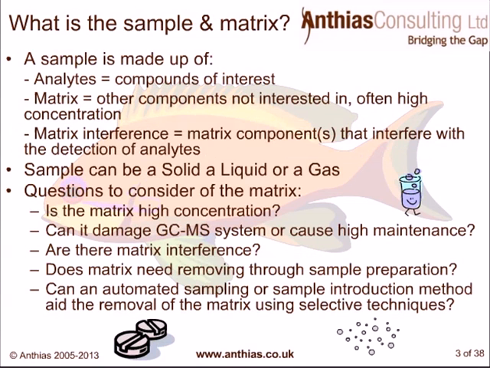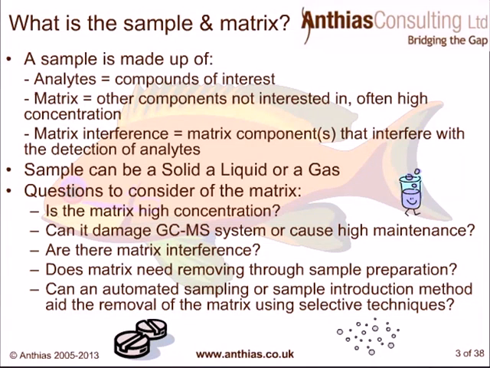So first of all, let's just examine what the sample matrix is. You may know some information about your sample matrix, or you may not know anything about it. A sample is made up of analytes. These are the compounds of interest. What are you interested in? Your matrix is the other components we're not interested in, which often is a high concentration, but there may not be any matrix in your sample. And the thing that we really have to worry about is any matrix interferences. These can interfere with the extraction and the detection of our analytes. So we have to be particularly cautious and, again, have as much knowledge about these matrix interferences as possible.